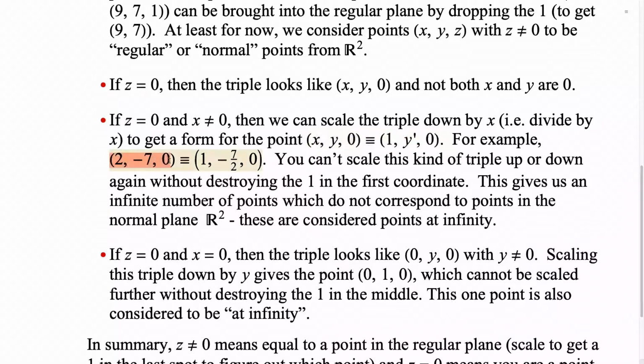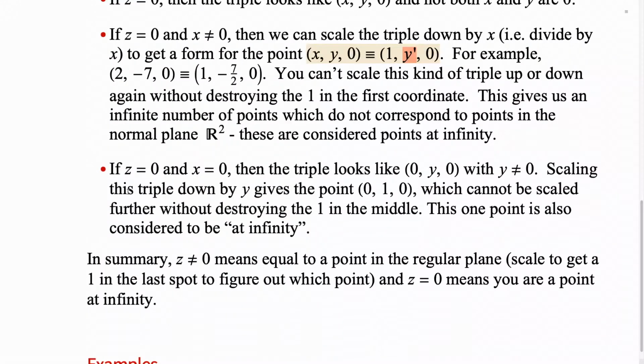For example, the point 2, negative 7, 0, dividing by 2, becomes the point 1, negative 7/2, and 0. You can't scale this type of triple up or down without destroying that 1 in the first coordinate, so this becomes the standard form for this kind of triple. We're going to consider all of these points to be out at infinity, and that actually gives us an infinite number of such points, because you can put any number y prime you want in the middle, and there's an infinite number of such choices.